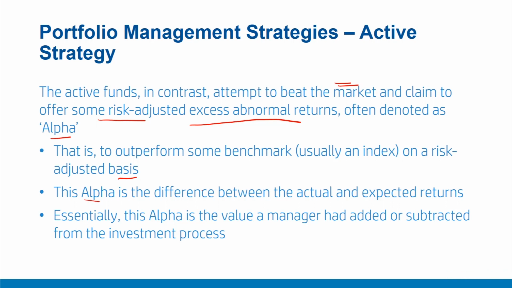Essentially this alpha is the difference between actual returns that a fund manager has generated, or the fund has generated, minus expected returns, that is, the returns that are expected from that index. So the difference is called alpha. This is the excess return, or the value that a manager has added or subtracted from the investment process. So this is the extra return that the fund manager offers in comparison to some kind of benchmark index.